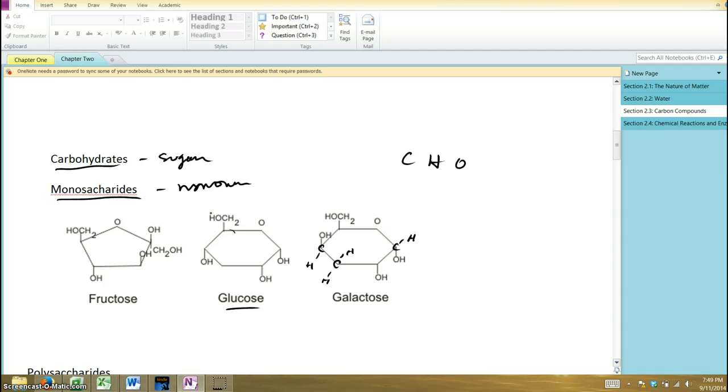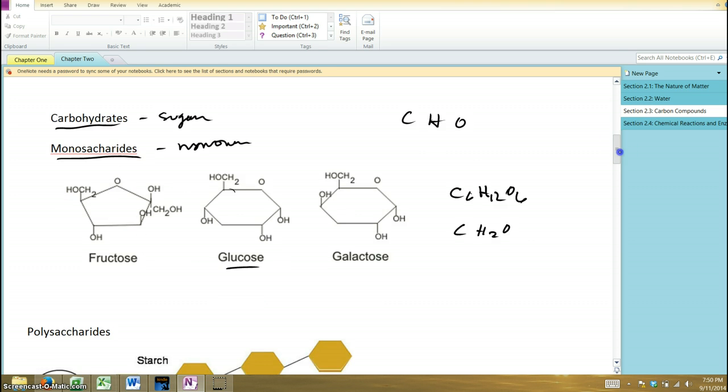Now, if you were to look closely at these different examples of monosaccharides, fructose, glucose, and galactose, you'll notice that they all have the same chemical formula. That is, C6H12O6. It's just that they have a different arrangement of those atoms. This is the typical arrangement that you see in monosaccharides: for every one carbon, you have two hydrogens and one oxygen. These are examples of ones that just happened to have six carbons.